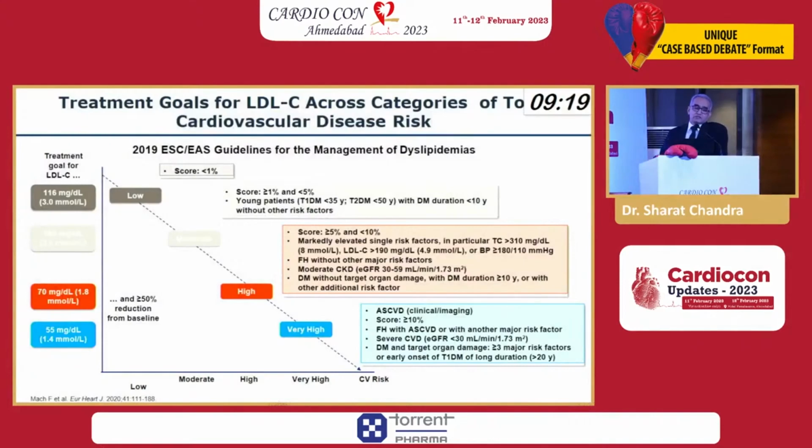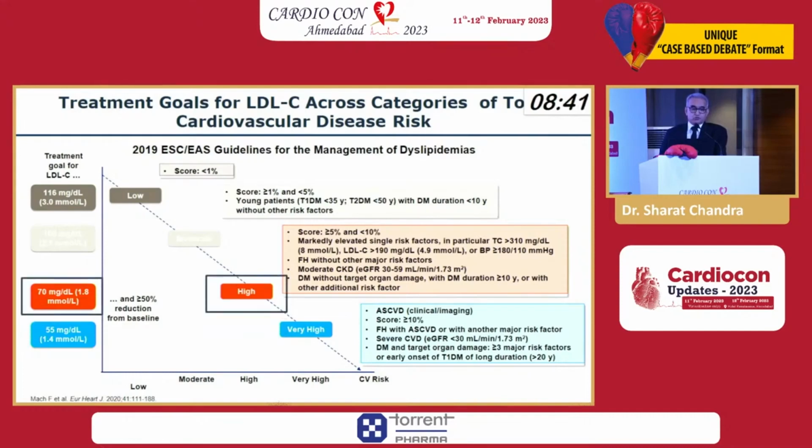Look at this relatively recent guideline from ESC-EAS published in 2019. So if you see here, as the risk of the patient rises from less than 1% to more than 10%, the goalpost is absolutely moving farther and farther. While at a low risk, a level of 116 is okay. At very high risk, a level of 55 milligrams has to be maintained as per this guideline. So it is important for a patient like him, who is a high risk patient, that you should really bring down his LDL to 55, while right now it is 112.